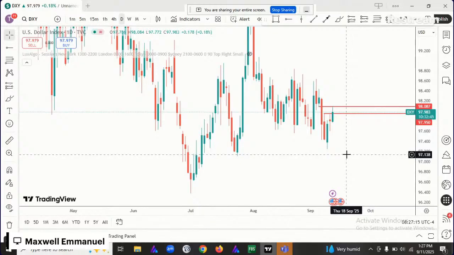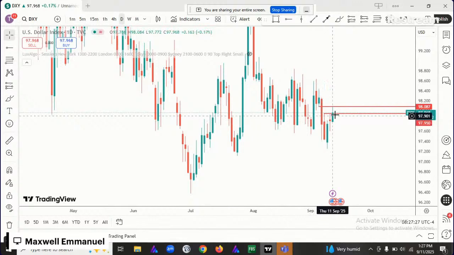What is your plan? It's not a must that you take profit. What is your plan for the pairs you want to trade, GBP USD, Euro USD? You should have a plan. So if the news comes out negative for the dollar, then we should sell it.